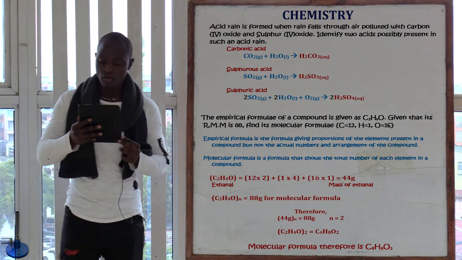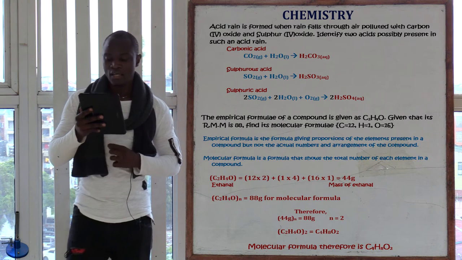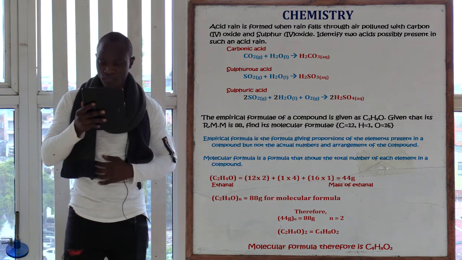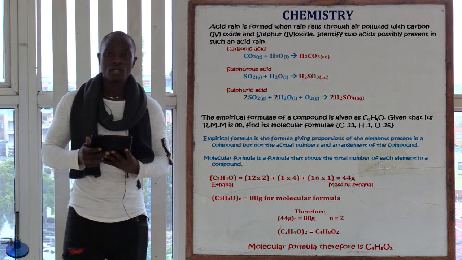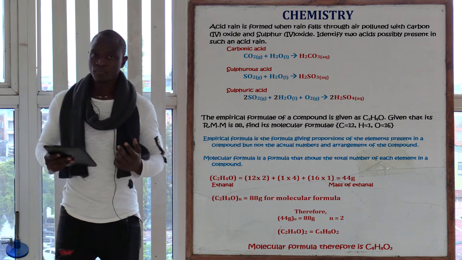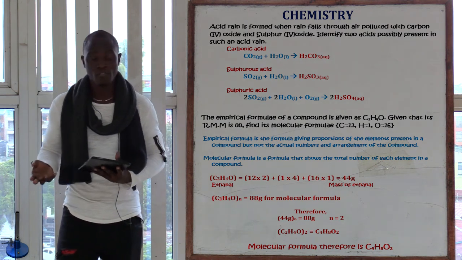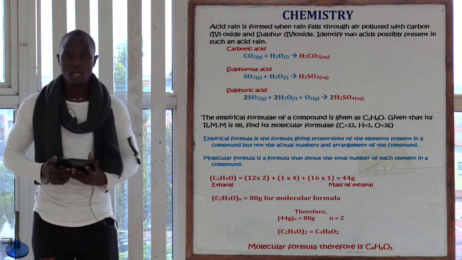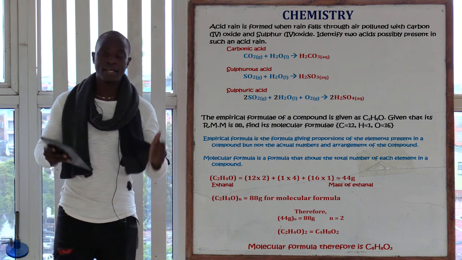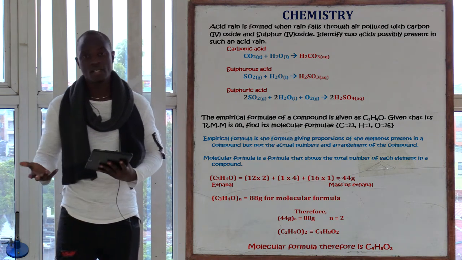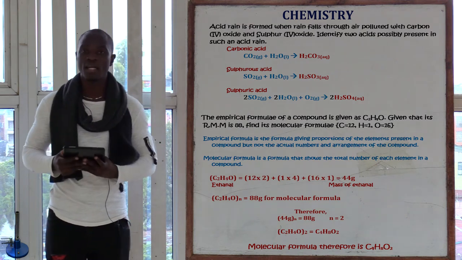The next question says the empirical formula of a compound is given as C2H4O. Given that the relative molecular mass is 88, find the molecular formula. So this question is asking about the molecular formula. Take note, we have already been given the empirical formula, so we are not going to go through all that calculation of the empirical formula. How do we determine the molecular formula? We calculate the mass of the empirical formula, and then we divide the molecular mass by it, to find the number of each constituent element in the molecular formula that we have been asked.